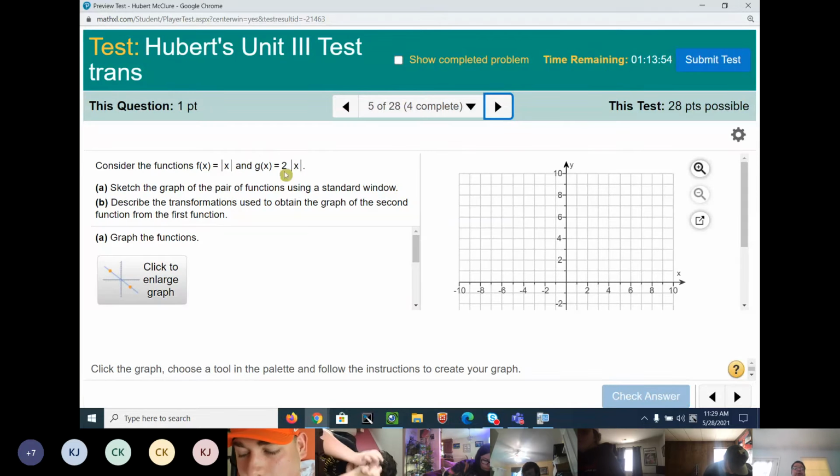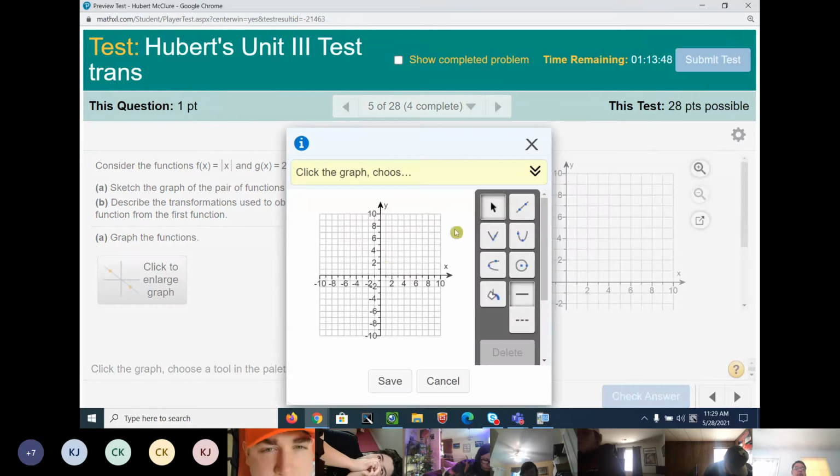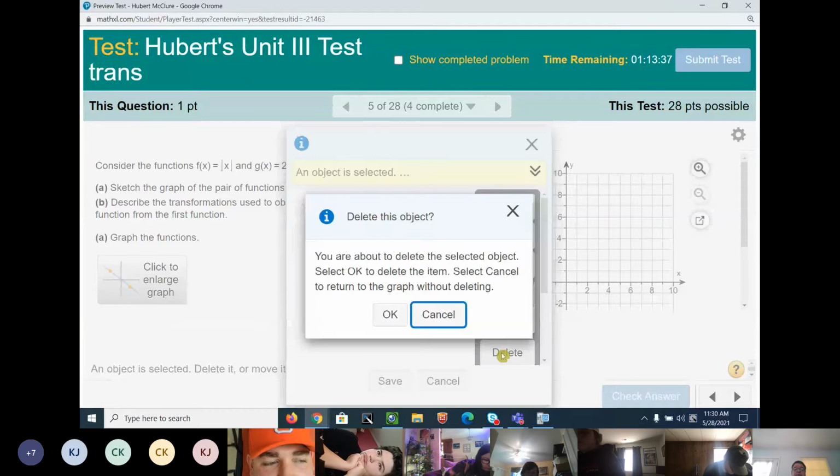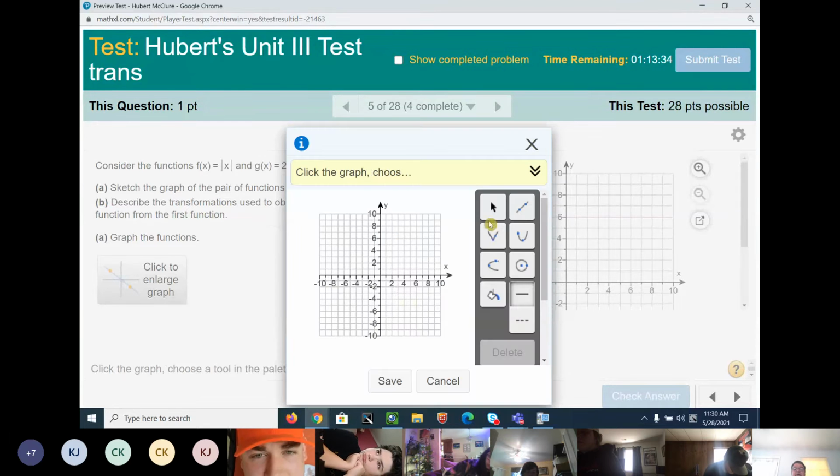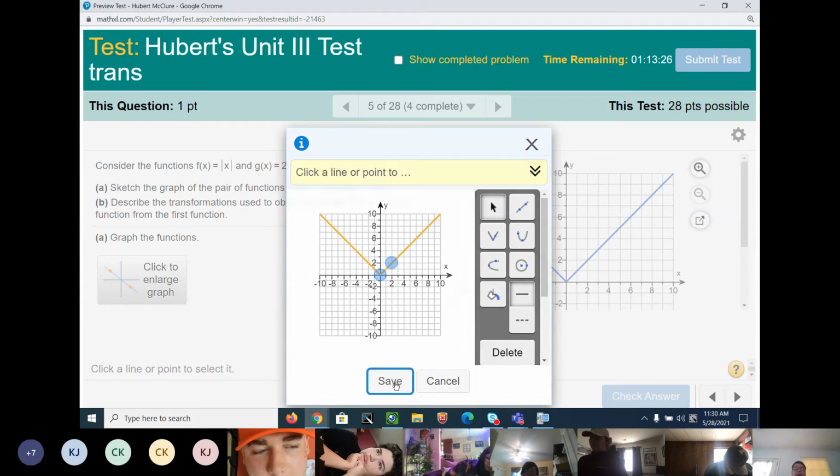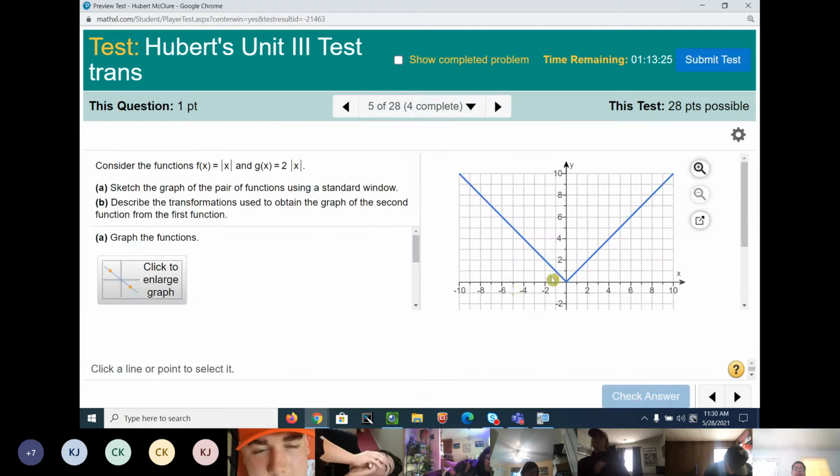Consider the function this and this. Sketch the graph. Okay, this is not very difficult. X squared, I guess they want you to do both. There's x and 1 to 1. Delete. Okay, got to do absolute value. And 1 to 1. That is your regular function.